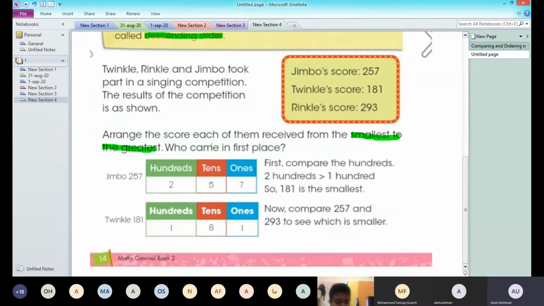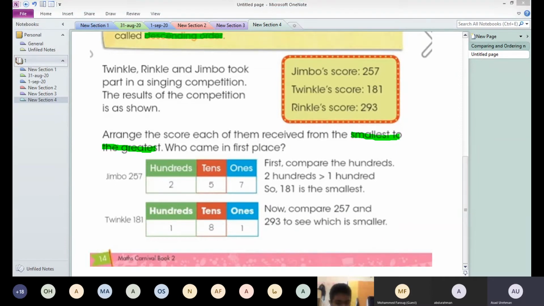Okay, who came in first place? This is for Jimbo, this is for Twinkle, and on the next page you will find the third one, Wrinkle. All right. So Jimbo is having 257. How many hundreds? 200s. Jimbo is having 200s.